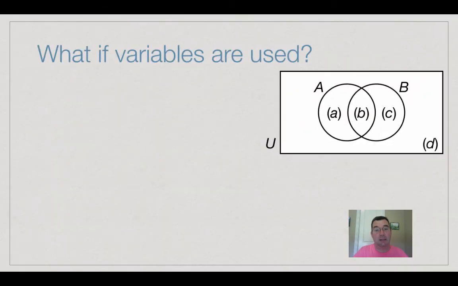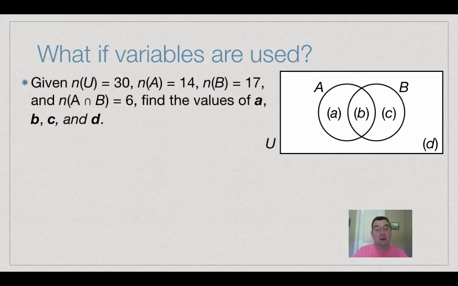And obviously, since we know a little bit of algebra, we can use variables instead. So if I know that the number of elements in the entire universal set is 30, and if I know that the number of elements in set A is 14, and the number of elements in B is 17, the number of elements in the intersection is 6, then I need to find the values of A, B, C, and D. I have 4 pieces of information, and I have 4 variables, so that should be plenty to help me finish the job.